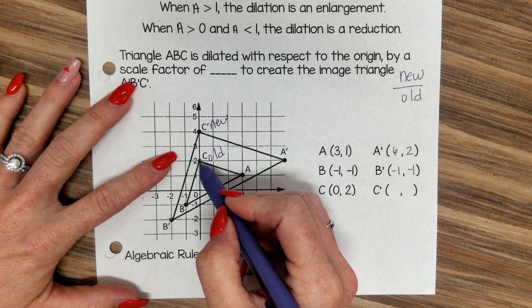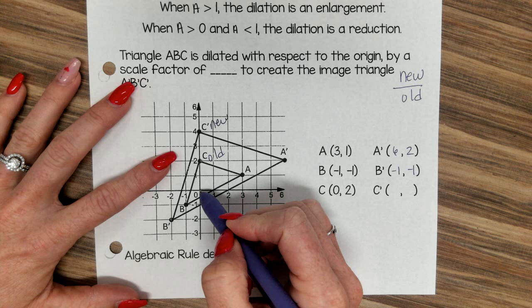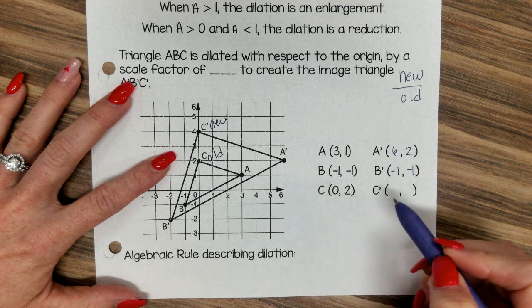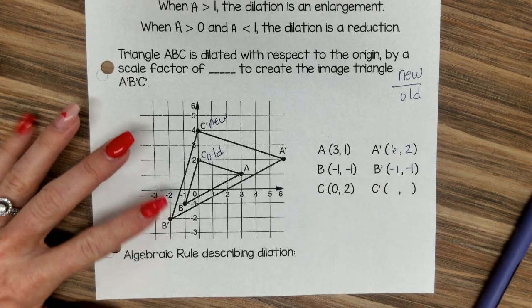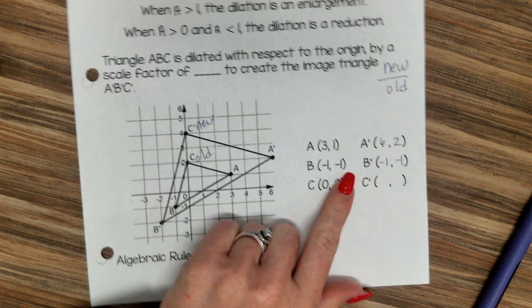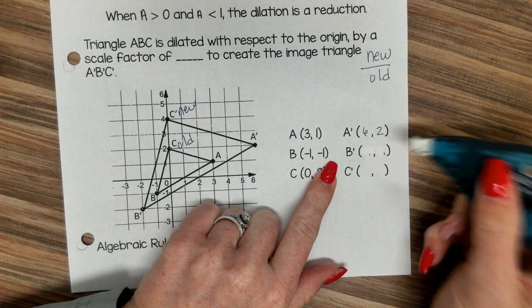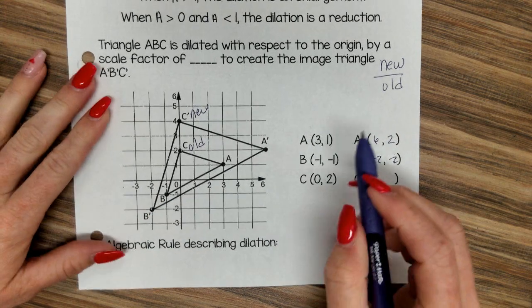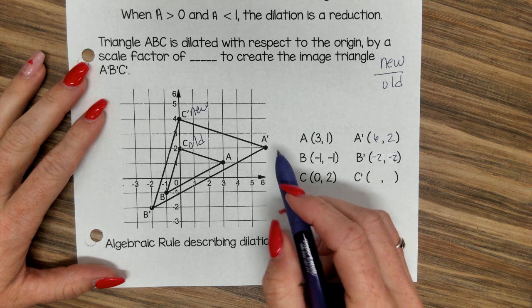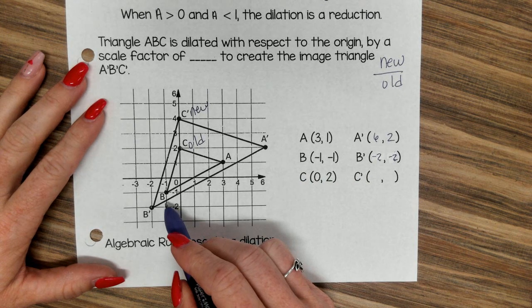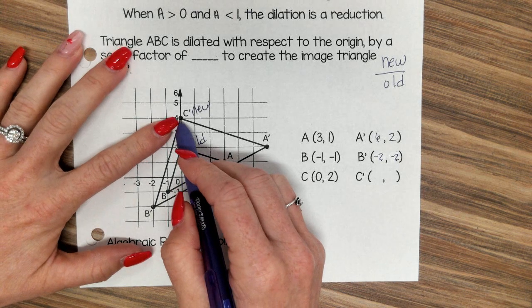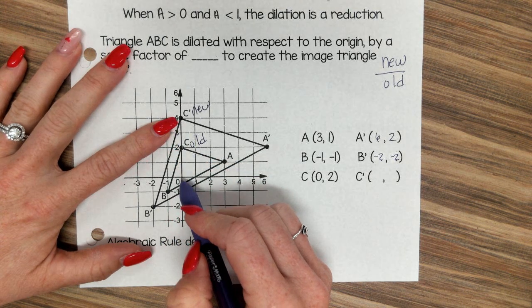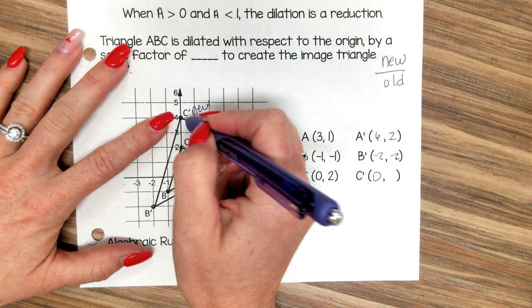On the x-axis, I am at 0. On the y-axis, I am at... Oh, thank you. Yes, they caught my mistake. I did the old here. The new one was at -2, -2. So the A is good. Now the B is good. Let's look at the new C. Here's the new C. Where am I at on the x-axis? 0. Where am I at on the y-axis?